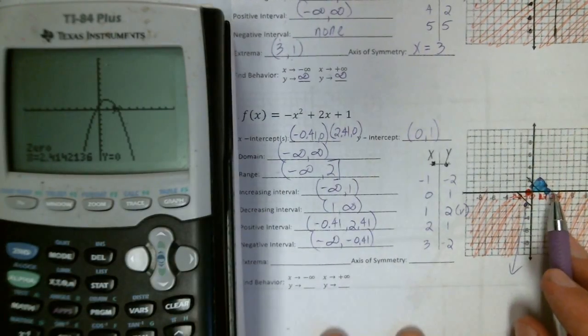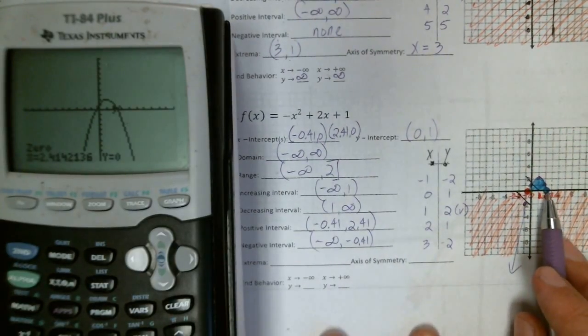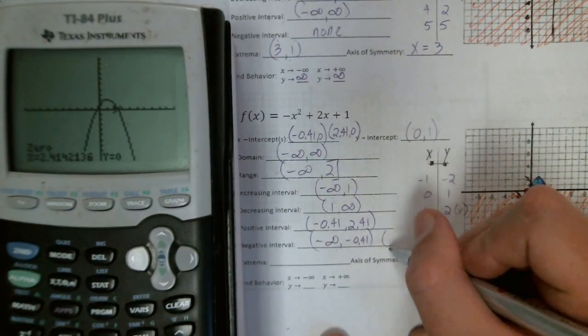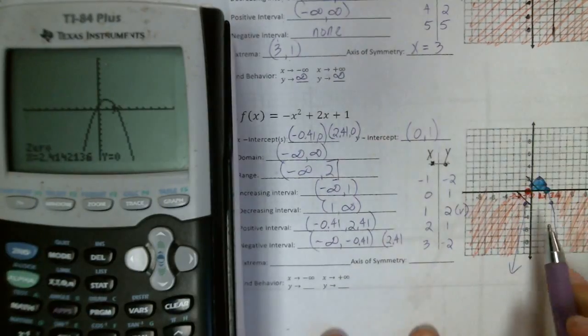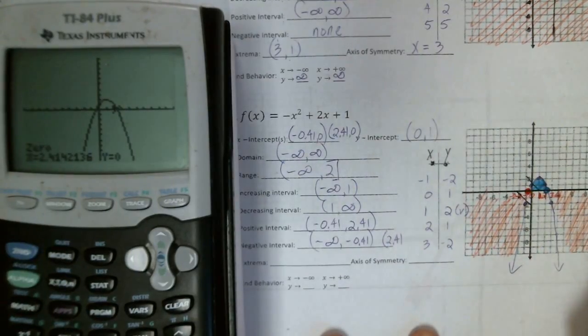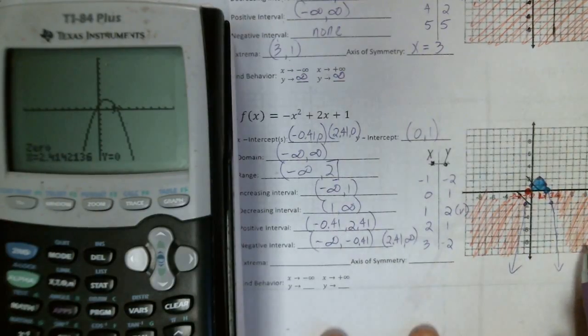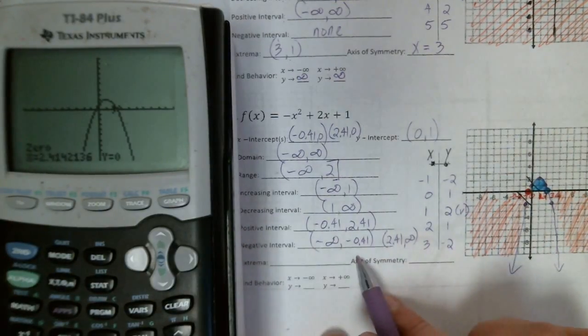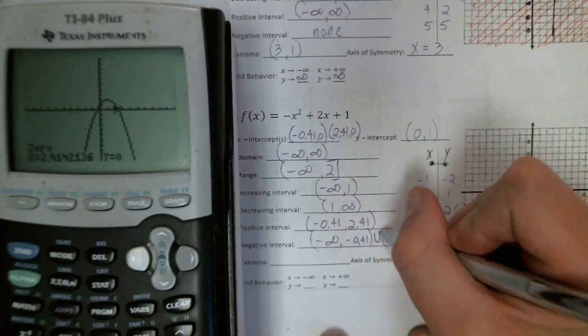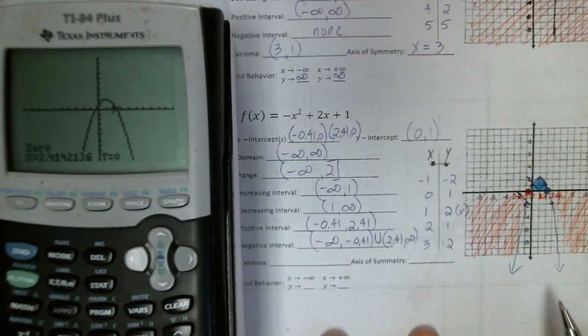And I don't dip back below the x-axis until I get below the second blue dot, which is the second x-intercept. So then from 2.41 all the way to 4 to 10 to 100 to 1,000,000, all the way to positive infinity, I'm always below the x-axis. I have a break in the action, so I'm just going to put this little U here, and that just means union. Okay, so those are my 2 negative intervals.